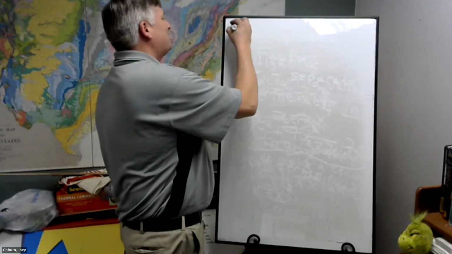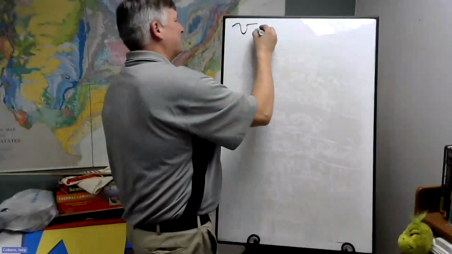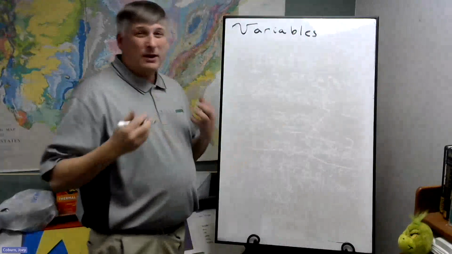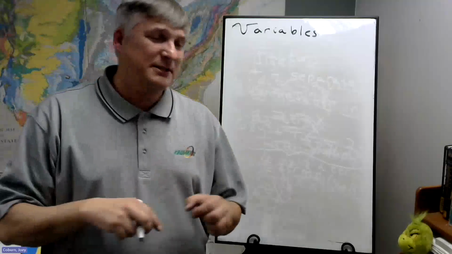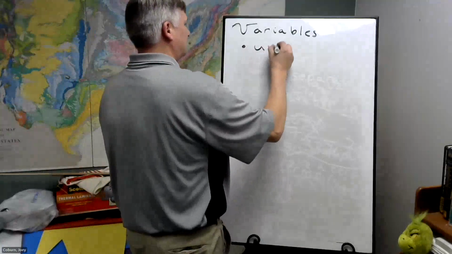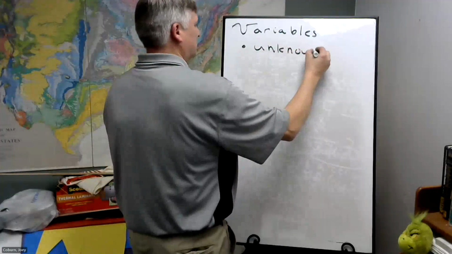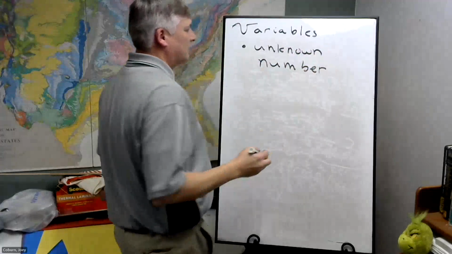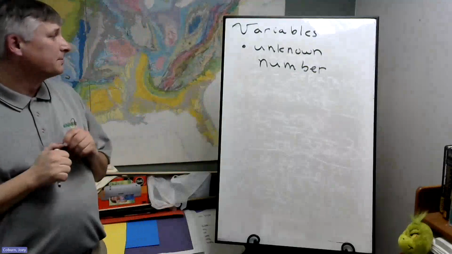So we're getting into variables. So what is a variable? Well, it's a missing number or an unknown. That's it. It's an unknown number.